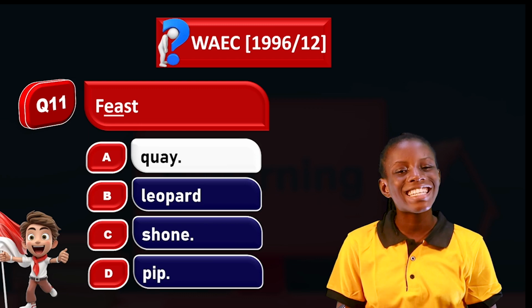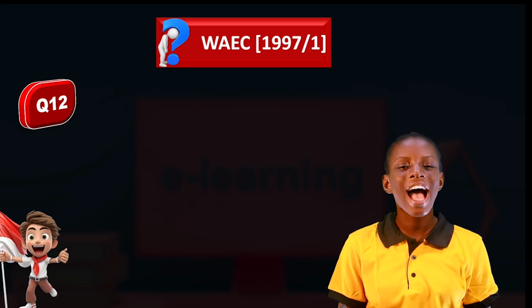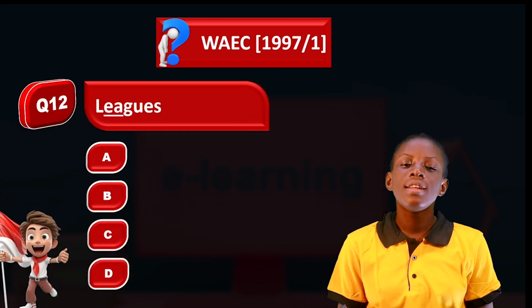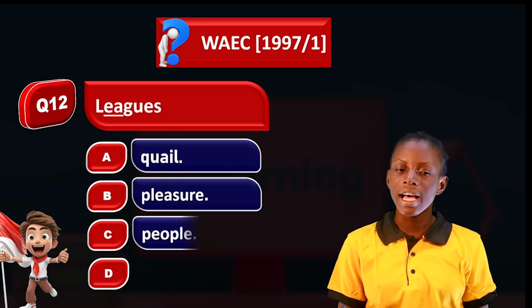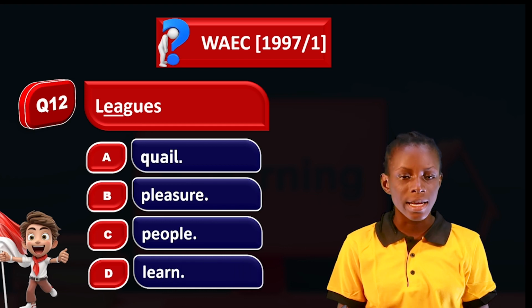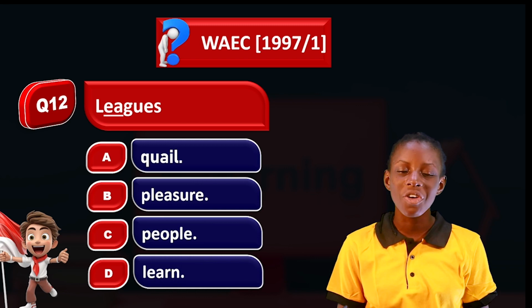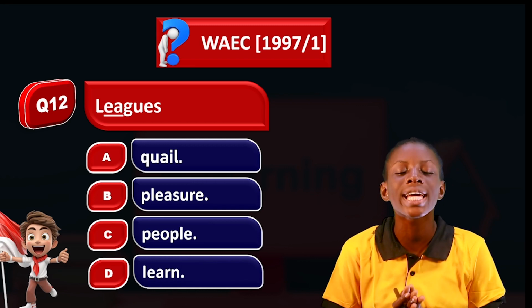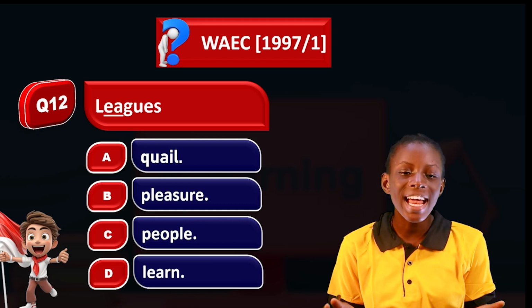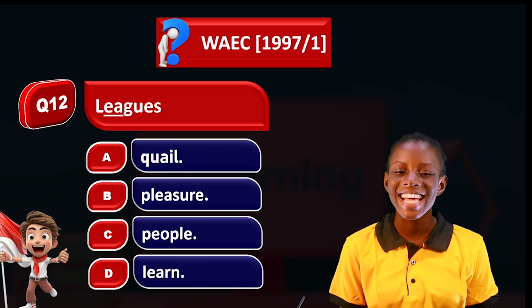Okay, our next question is in the year 1997, question 1. WAEC asked this lovely question. Our given word is leaks, and the options are quail, pleasure, people, and land. So what is your answer? So simple. If you have followed the class, this will be a complete walkover for you. Let's transcribe together.